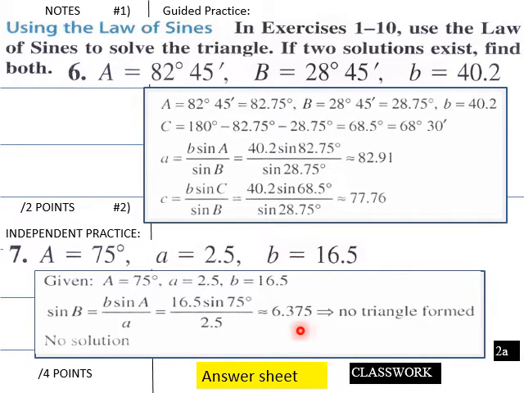And so knowing that, with this angle measure, it would be a no triangle form. There'd be no solution for this triangle here because it doesn't make any sense.